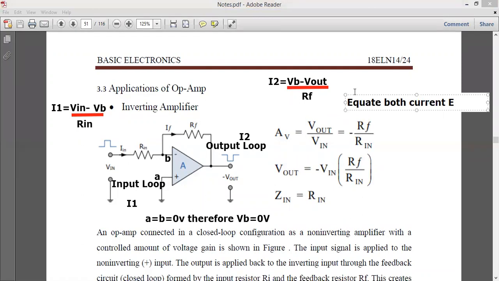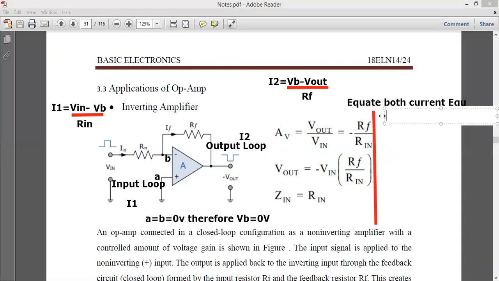Okay, equate both the current equations. Equate करना, equate का मतलब आपको लिखना है बस. How to write those equations? Okay, first I will write here the equation for current I1 and I2. Okay, let us write the equations here.